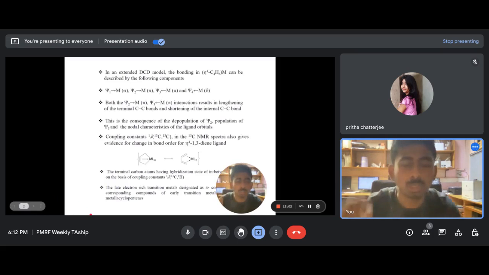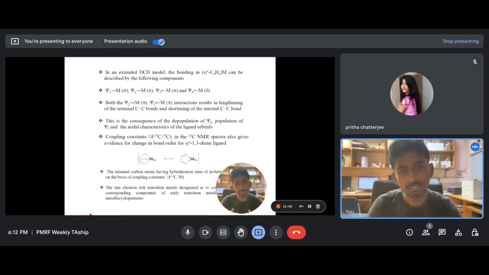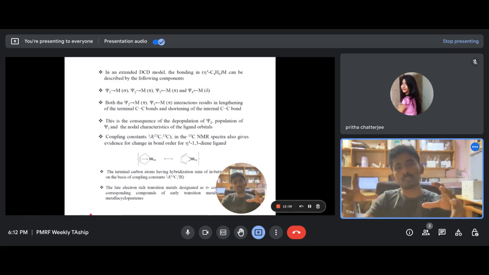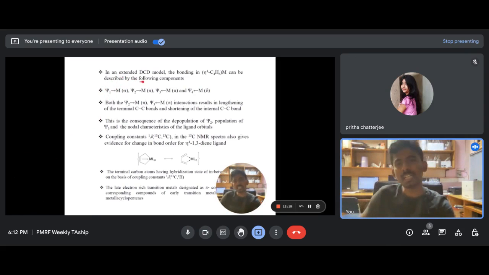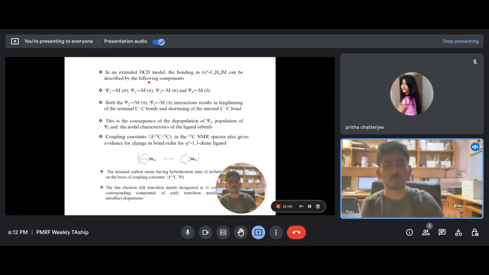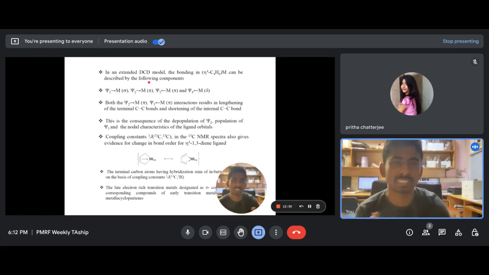Coming to the next question, this is not actually a question. This is basically the understanding that we got from the last slide, which I've summarized here. So we shall go through each of the points one by one. Firstly, the extended DCD model is nothing but the Dewar-Chatt-Duncanson model. These 3 pioneer chemists in the field of organometallic chemistry developed this bonding model for several kinds of interactions or orientations of the orbitals in organometallic chemistry.